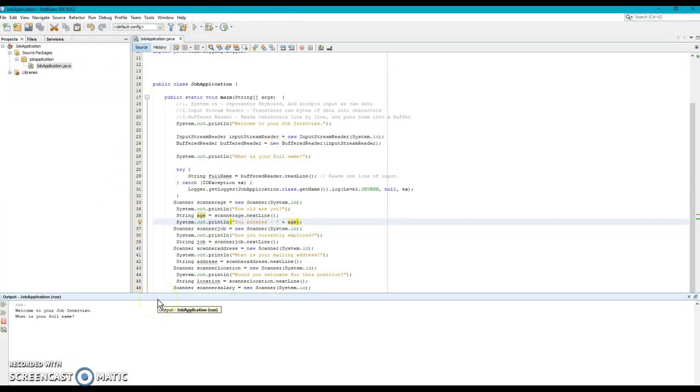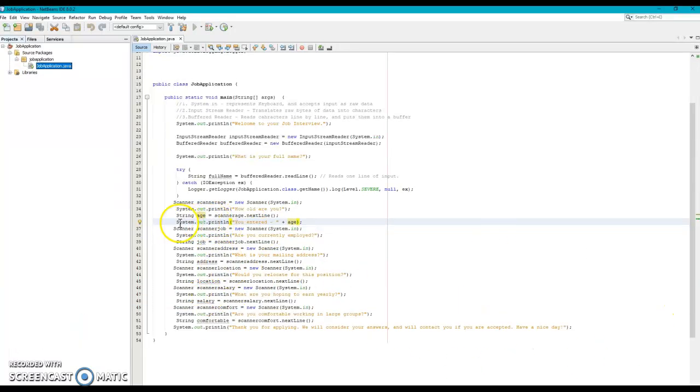Welcome to your job. Evan, how old are you? 18. You entered 18. You are currently employed. Yes, you can continue the application, but I just wanted to show that I do know how to do the double printing. So, good example of that.